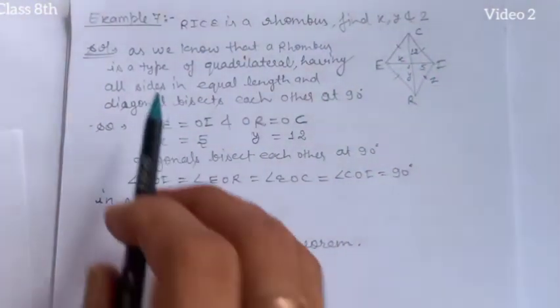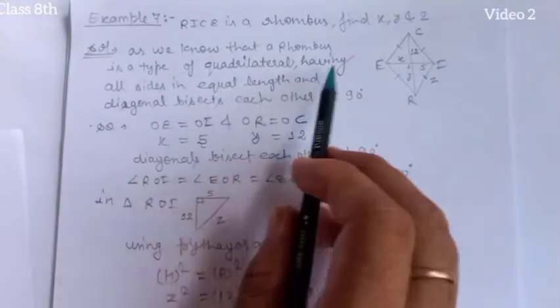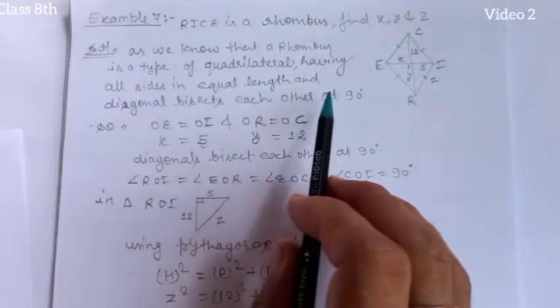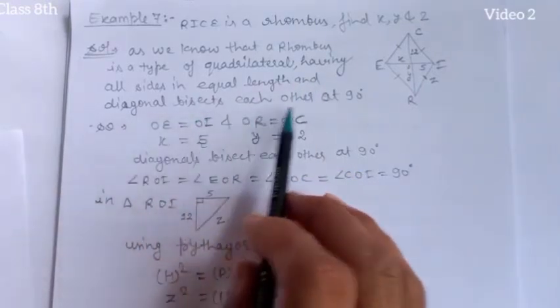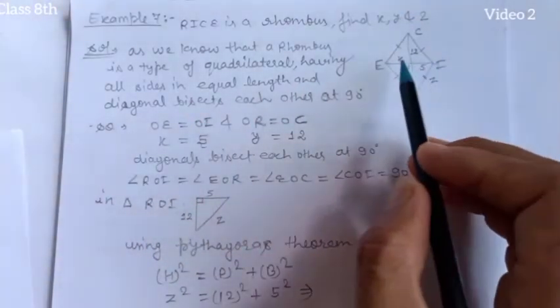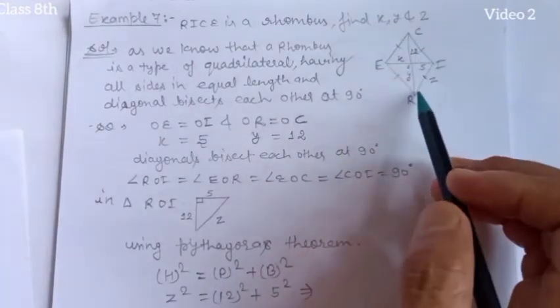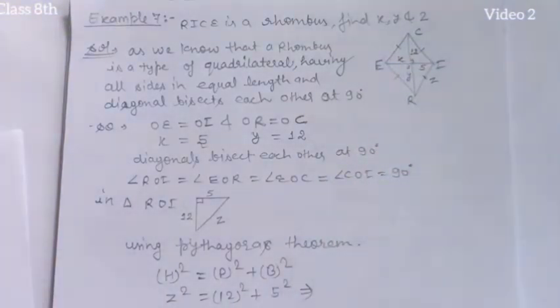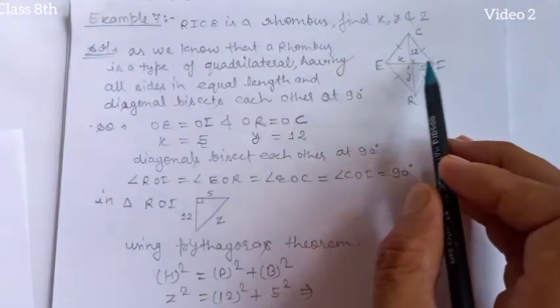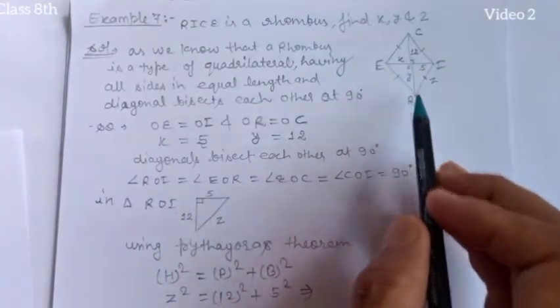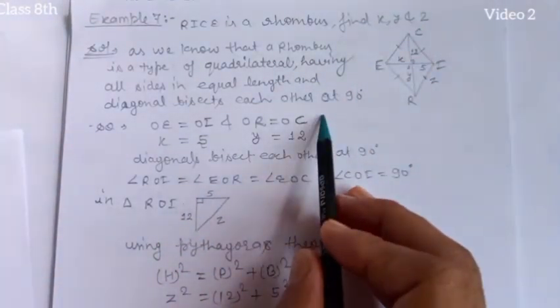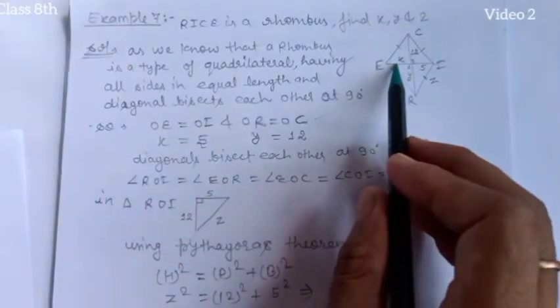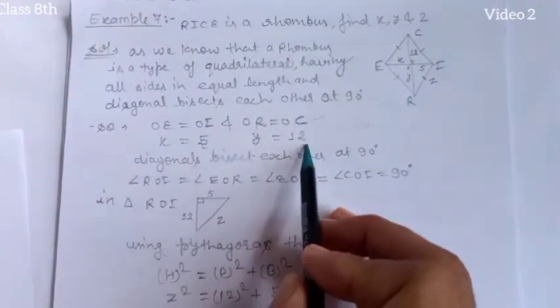So let's start. As you know, a rhombus is a type of quadrilateral having all sides of equal length and diagonals that bisect each other at 90 degrees. So EI and RC are the diagonals and they bisect each other at 90 degrees, all these angles are 90 degrees. Diagonals bisect means that EO is equal to OI and OR is equal to OC. It is clearly written here, and then OE is x, so x equals 5 and y equals 12.